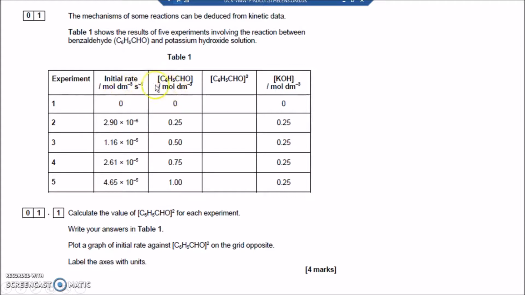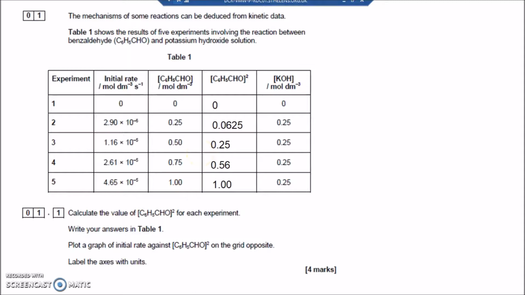So question 1 first of all gives the initial rate, and it gives the concentration of benzaldehyde in each of these 5 experiments, and it asks you to calculate the concentration of benzaldehyde squared. So all we do is take 0, square it, 0.25 square it, 0.5 square it, 0.75 square it, and 1 square it, and you come out with answers like that. There are no marks for precision, so you can write it to as many decimal places as you want, really.